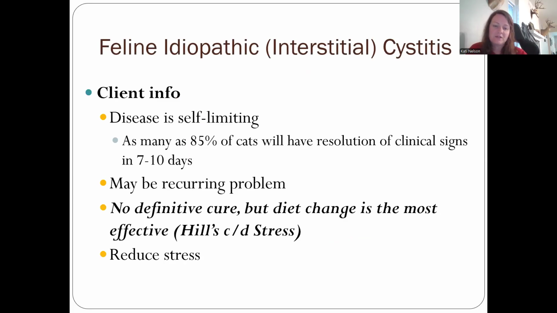The disease is self-limiting. As many as 85% of cats will have resolution of clinical symptoms, usually in 7 to 10 days. Maybe a recurring problem, and then there's really no definitive cure.